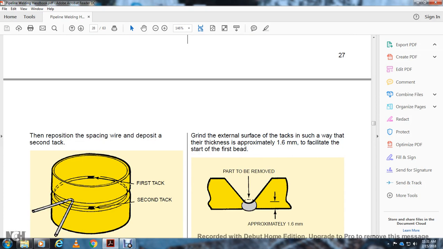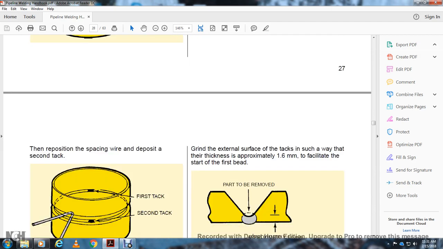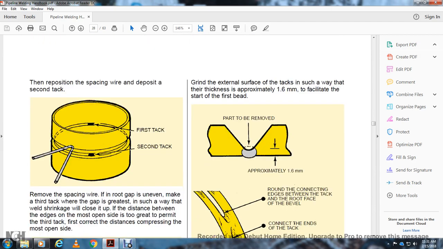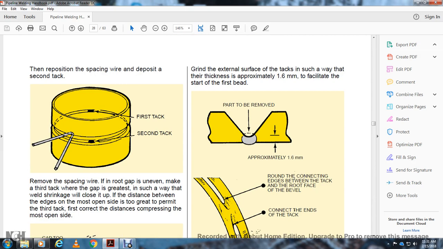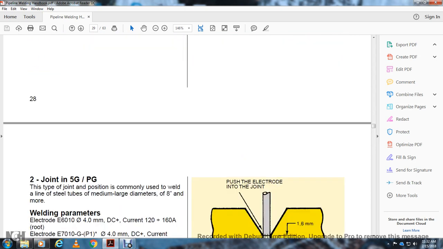The part to be removed is approximately 1.6 millimeters, rounding the connection with the edge between the tack and the front root face of the bevel, to connect the ends of the tack. To obtain a quality weld, correct joint preparation and accurate tacking are necessary, since faulty tacking will cover the defects of the final welding.